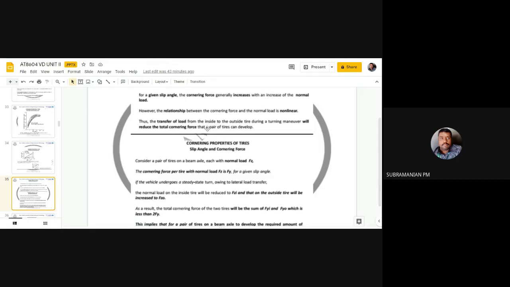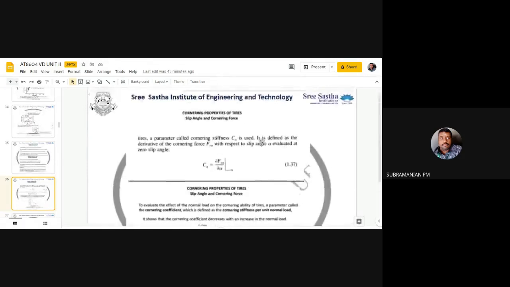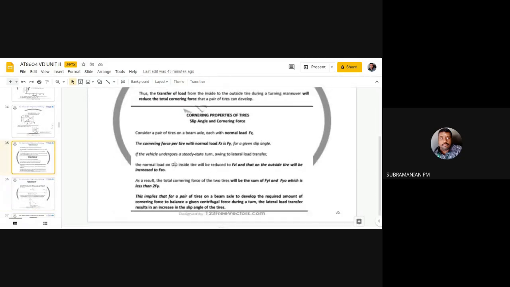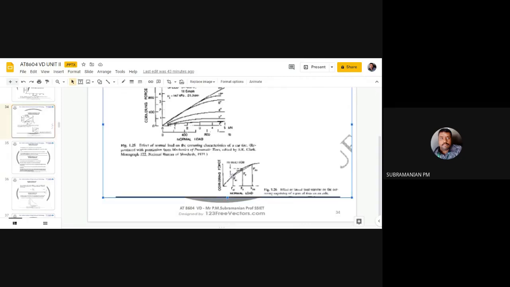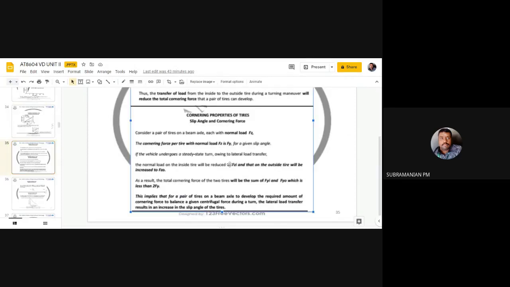Okay. So now you can see when I turn, what will happen? The load will be transferred from inside to outside. So this will reduce the total cornering force. That also we have discussed. For explaining this, let me zoom this sketch. Then only you will be able to understand. Wait for a minute.